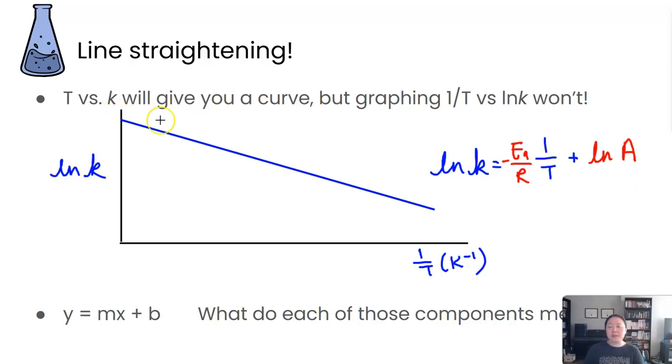Now, this y-intercept does have its own meaning, but for now we're just going to call it ln A, and I'll go over that in a few moments. So here we go. We have a relationship between your temperature and your rate constant.